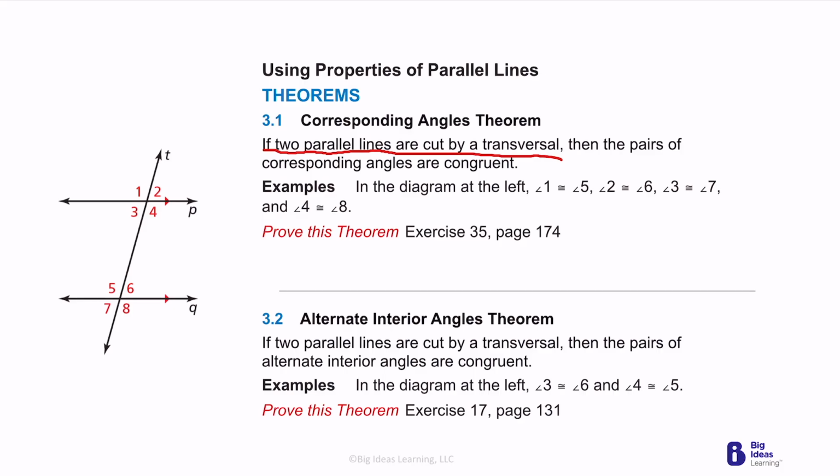So corresponding matches up. So 1 and 5. So measure of angle 1 congruent to measure of angle 5. And the same thing with 2 and 6, 3 and 7, and 4 and 8. Those angles are congruent. 1 matches to 5, 2 matches to 6, 3 goes to 7, and 4 goes to 8. So alternate interior angles says the same thing. The alternate interior angles are congruent. So 4 matches to 5, and 3 matches to 6.